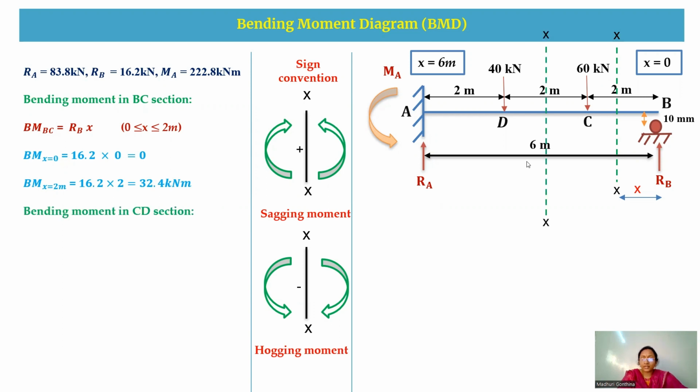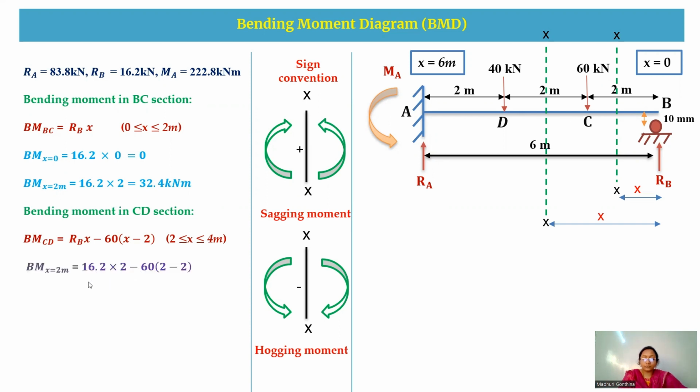Now next I'm going to cut the section in CD, at a distance X here. Now the bending moment equation will be RB into X positive minus 60 into X minus 2. This distance I'm going to take from the load to the section distance. That means total X minus 2 I'm going to subtract. So this is for limits 2 to 4.